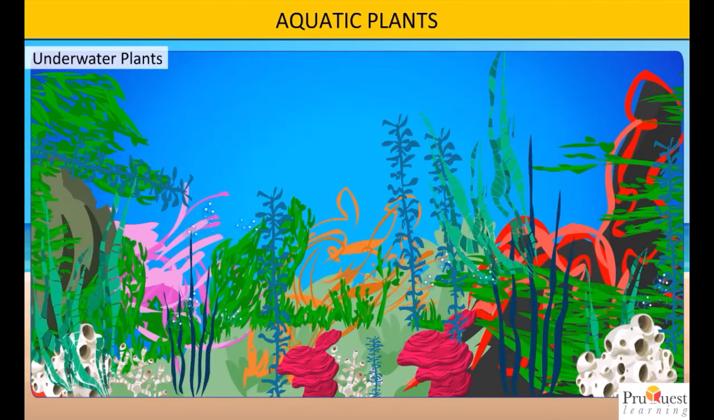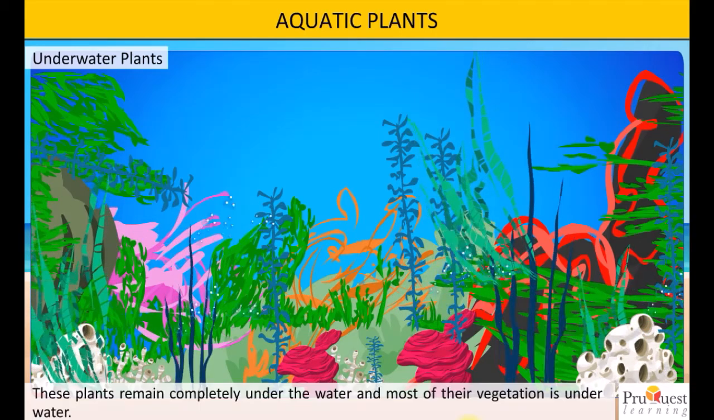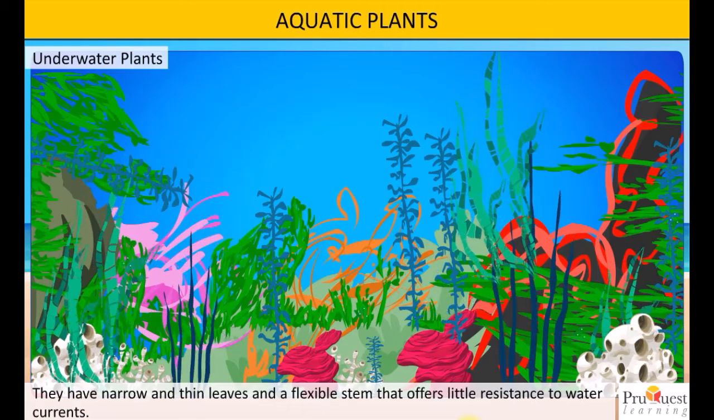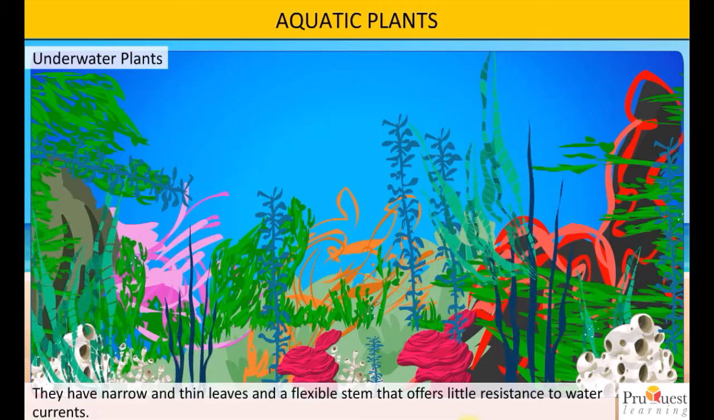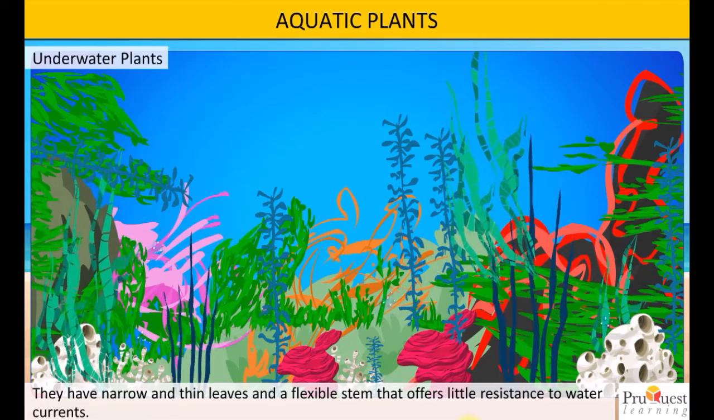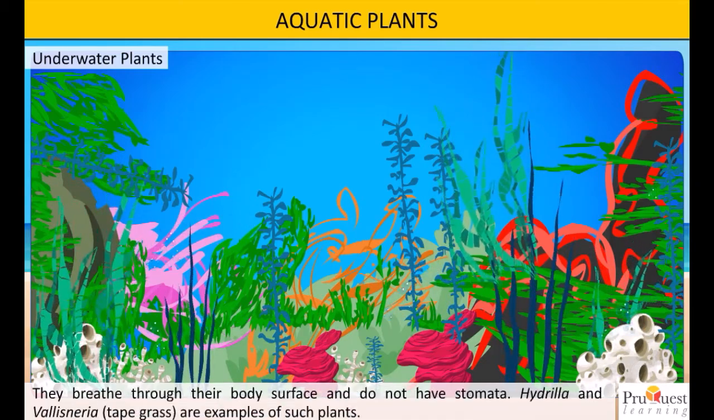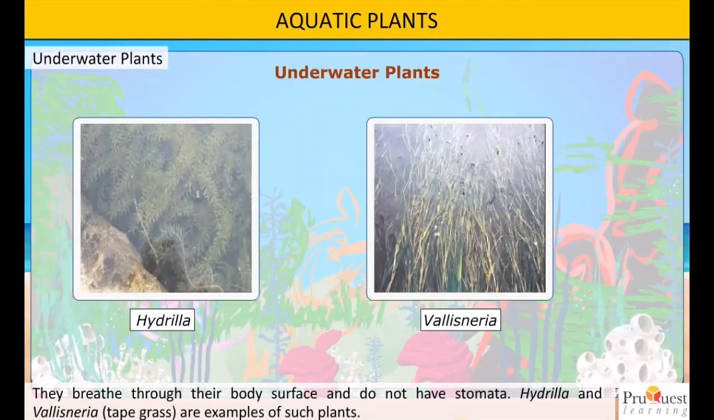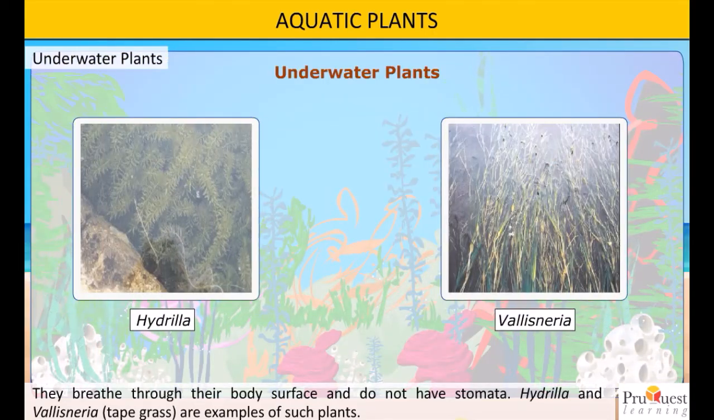Underwater plants. These plants remain completely underwater. They have narrow and thin leaves and a flexible stem that offers little resistance to water currents. They breathe through their body surface and do not have stomata. Hydrilla and Vallisneria, tape grass, are examples of such plants.